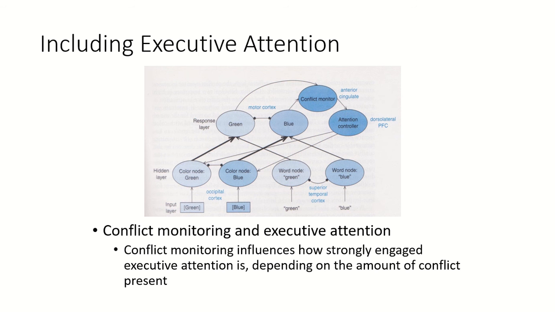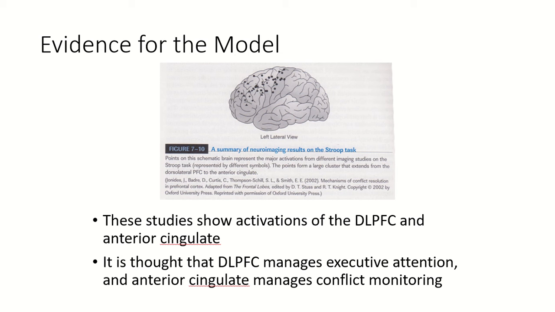So how do we come to a model like this, right? Why these particular brain areas? Well, this is based on a large literature, and you don't really need to worry about the details of this, but there's lots of evidence that the dorsolateral prefrontal cortex and the anterior cingulate are two systems that get activated when there's actual conflict going on in the Stroop task. So the idea here is that the dorsolateral prefrontal cortex manages the executive attention part, and the anterior cingulate manages the actual monitoring of conflict when it shows up.